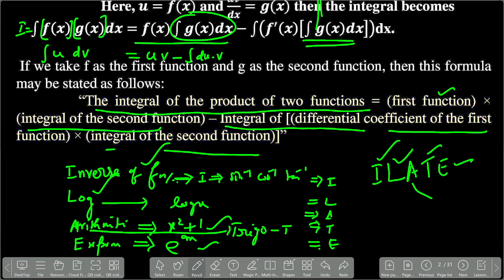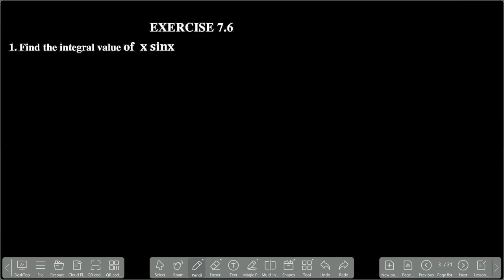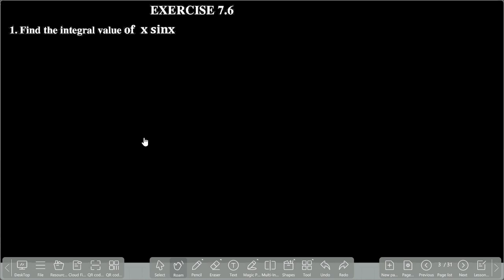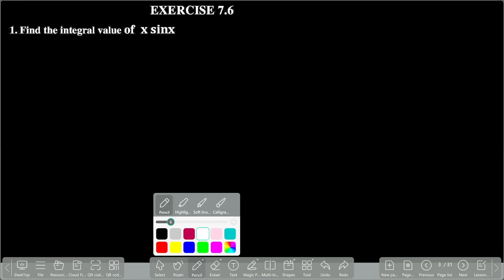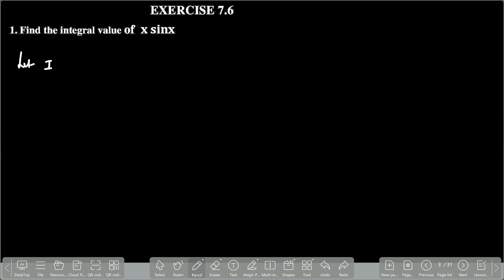Exercise number 7.6. Listen carefully, students. I already told you these are very important for your higher classes. What is given? Let integral I equal to integral of x into sin x dx. What I told you, you must use the word. What is the word? ILATE.